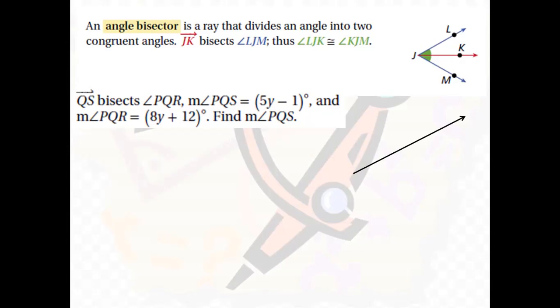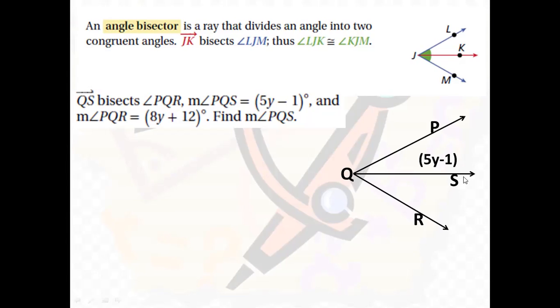So first let me draw angle PQR. Now which is the bisector? S. So QS is dividing the angle exactly in two parts. Now this might not be a perfect bisector because I have just drawn it, but if you want a perfect bisector, you need to use the compass and the ruler. So angle PQS is 5y minus 1. And angle PQR, that's the bigger angle, is 8y plus 12. Find angle PQS.